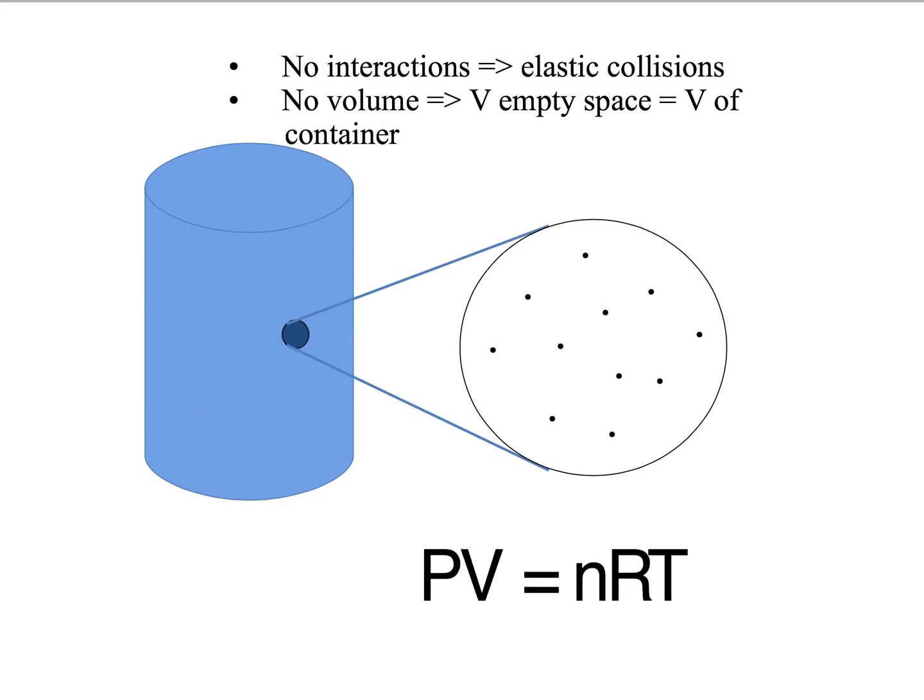And indeed, all collisions between the boundary, the walls of the container, and the gas particle will also be elastic collisions. In addition, we're going to consider that our gas particles take up no volume. So the volume of empty space in the container is equal to the volume of the container. This considerably simplifies our problem, and we'll find that in this case, the pressure, volume, temperature, and number of moles follow this equation of state.